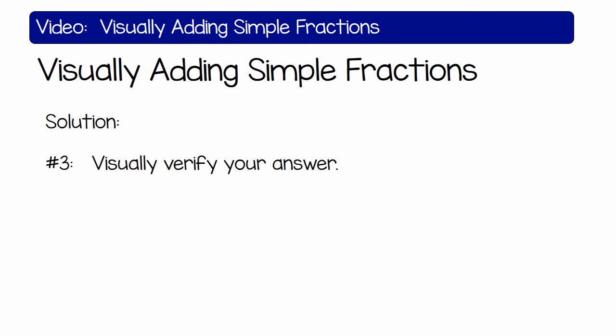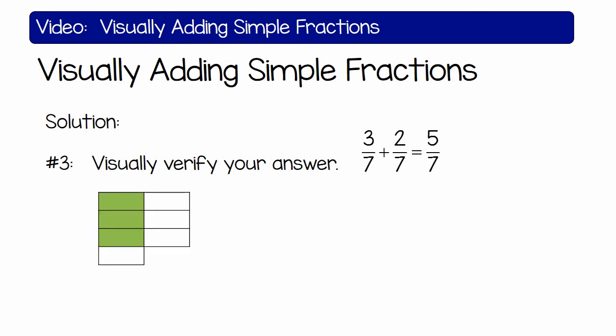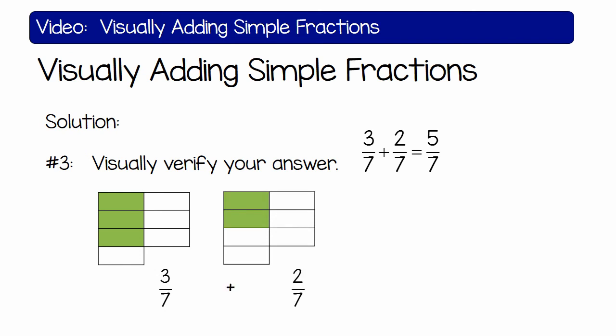Visually verify your answer. 3 squares out of 7 plus 2 squares out of 7 gives us a total of 5 squares out of 7. We have visually verified our answer.